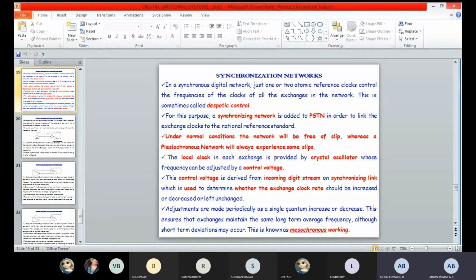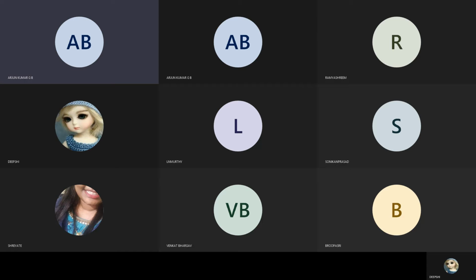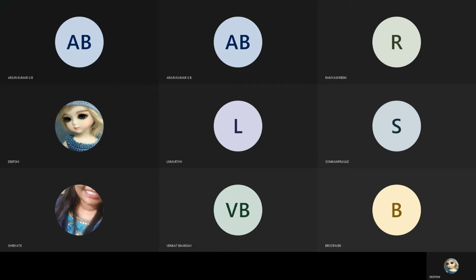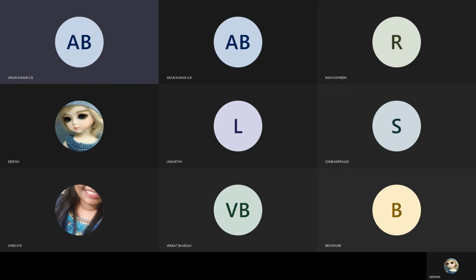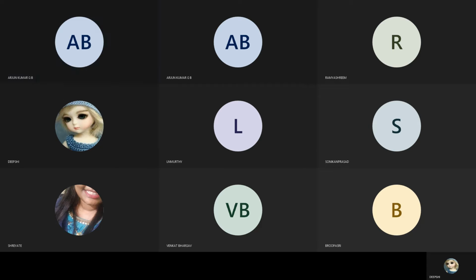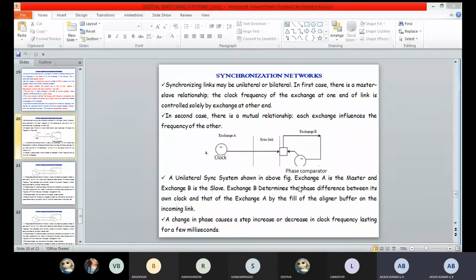The first case is the unilateral. Now it is visible, dear students. See, this is a master and slave.